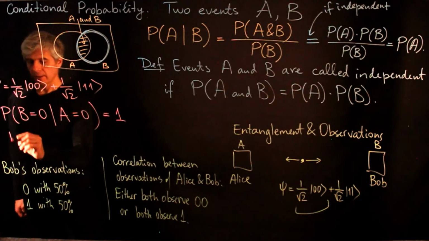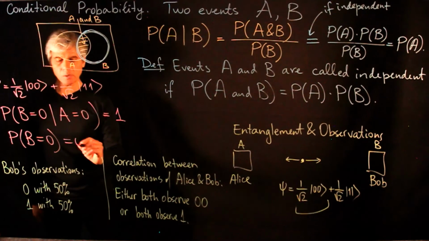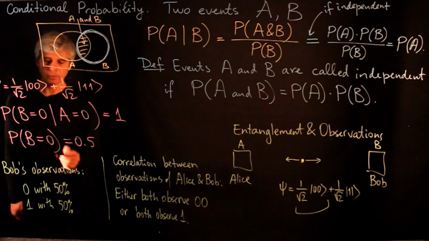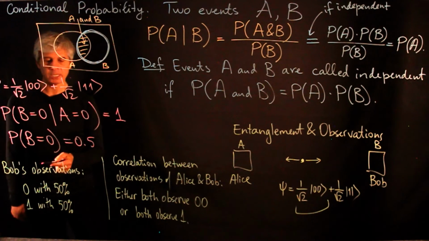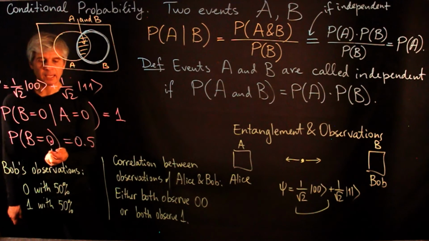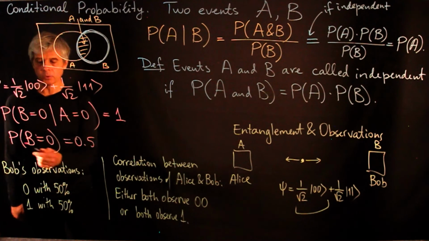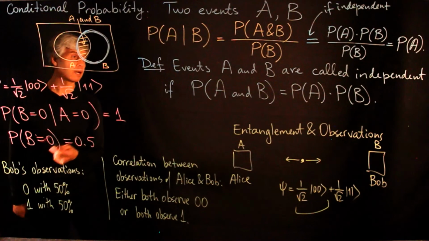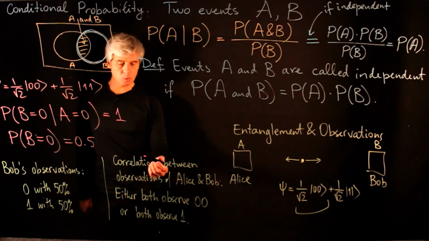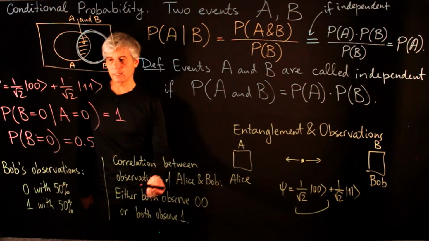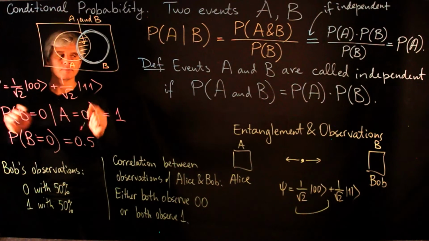But the regular probability that Bob will observe 0 is equal to 0.5. So here, Bob will observe 0 with probability 50%. So what we see here is that the conditional probability is not equal to the usual, unconditional probability. And so this means that these two events are correlated. And the source of this correlation is the entanglement of this state.